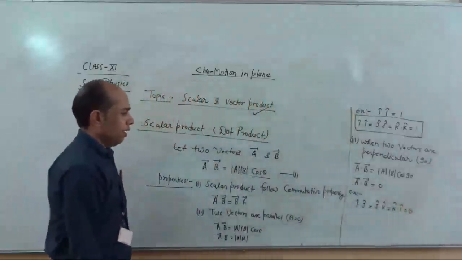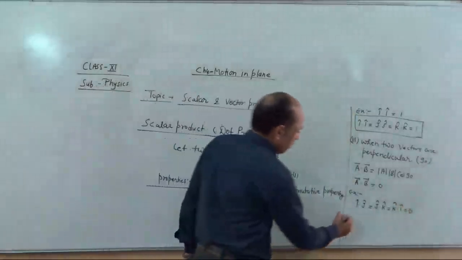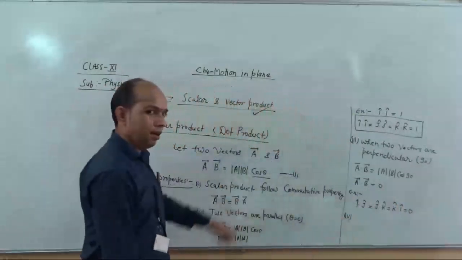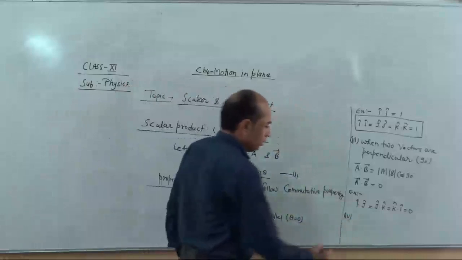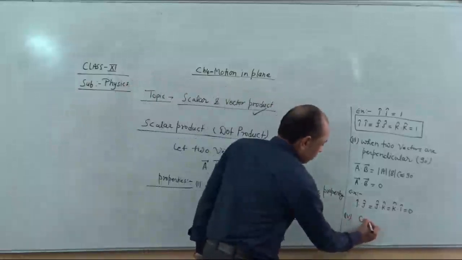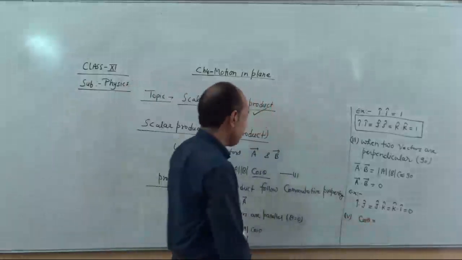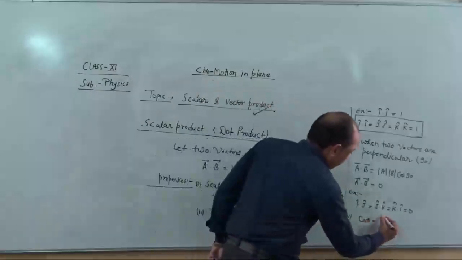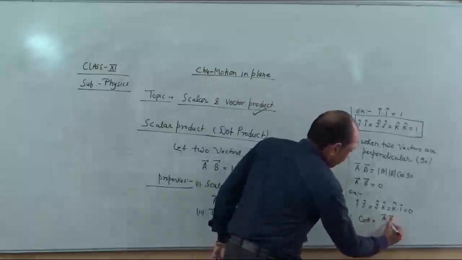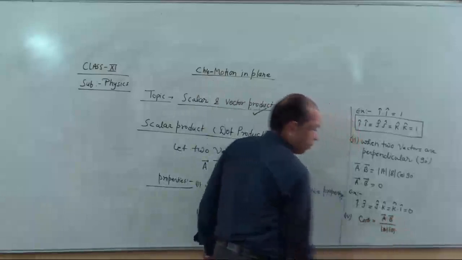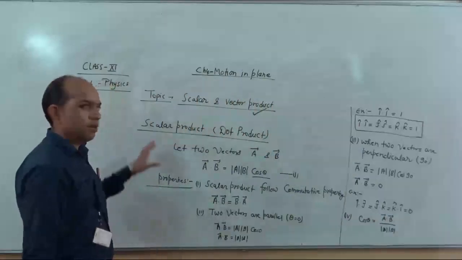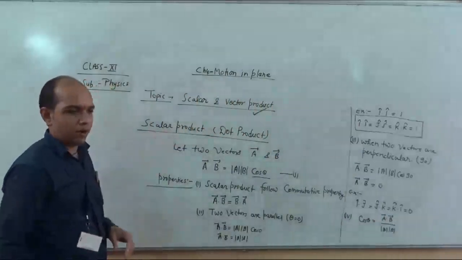And the last one is the angle. Whenever you find the angle, cos theta in between two vectors in terms of scalar, is A dot B divided by modulus of A and modulus of B. So these five properties are very important to find out the scalar product.